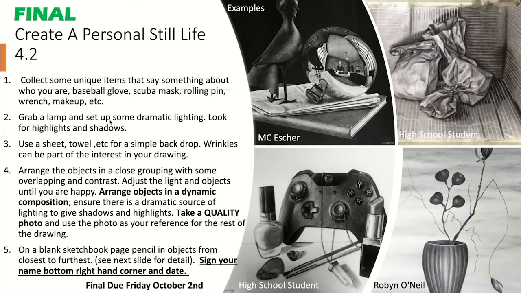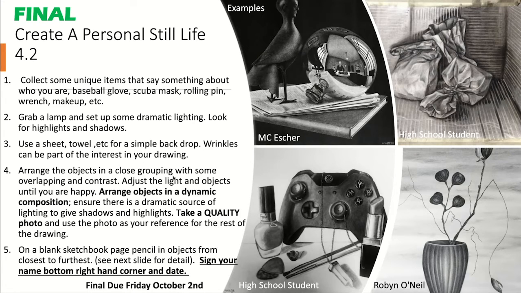Then you're going to grab a lamp and set up some dramatic lighting so we have a light source. Make sure you look for highlights and shadows. The light source needs to be hitting one side of these objects. Use a sheet, towel, etc. for a simple backdrop. Wrinkles can be part of the interest of your drawing.